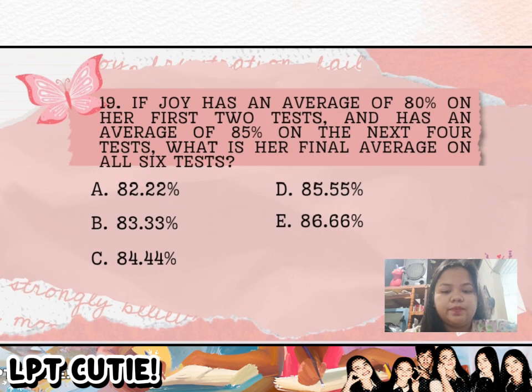Okay, so number 19. If Joy has an average of 80% on her first 2 tests and has an average of 85% on the next 4 tests, what is her final average on all 6 tests? Is it letter A, 82.2%, letter B, 83.33%, letter C, 84.44%, letter D, 85.55%, or letter E, 86.66%? So what do you think is the correct answer?